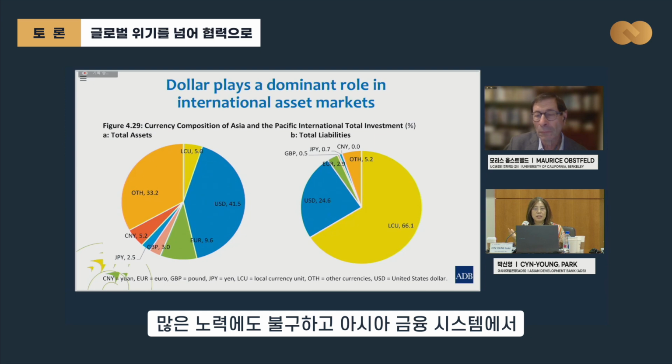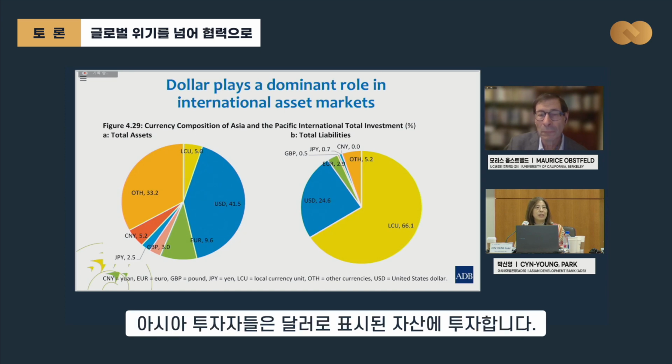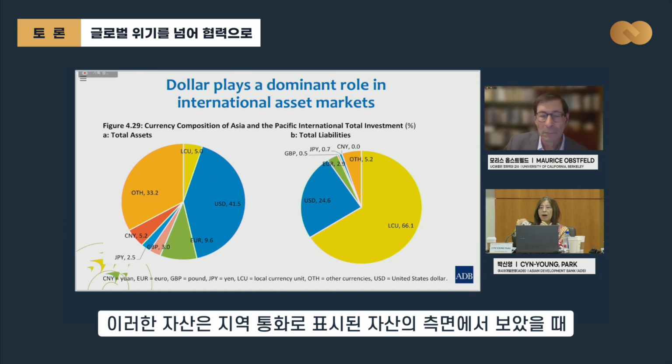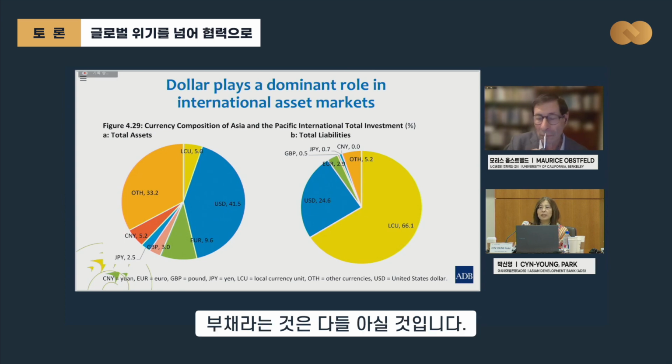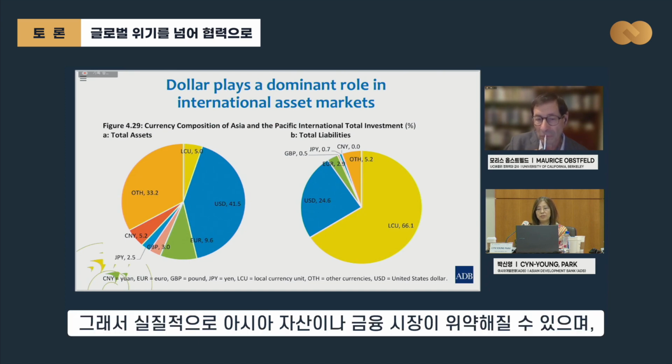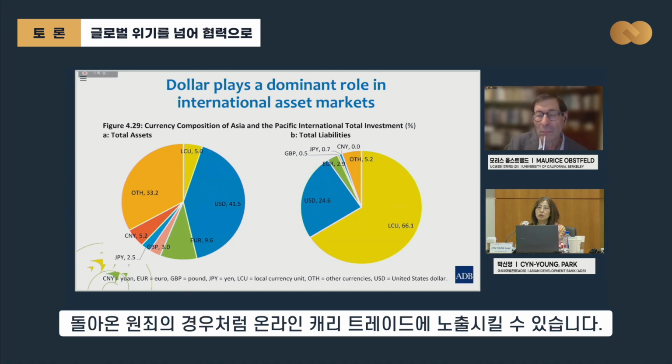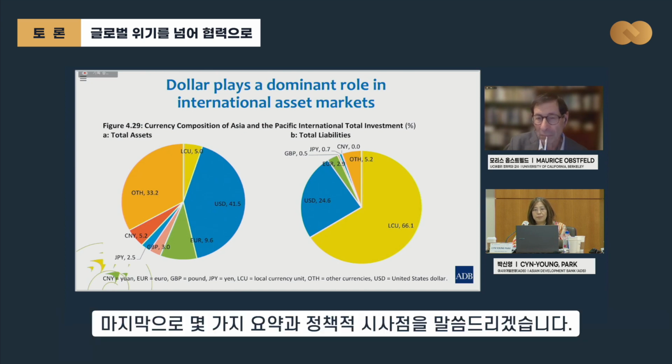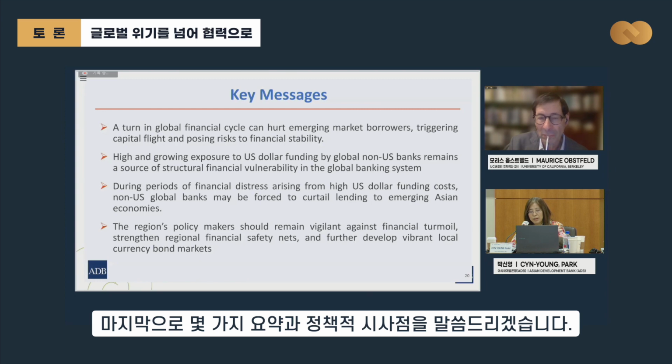In the Asian financial system, despite the efforts, Asian investors actually invest in dollar-denominated assets, while a lot of liabilities are now held in local currency. But that could actually make Asian financial assets or financial markets vulnerable or exposed to the unwinding of carry trades, like original sin redux. So at the end, let me just give some summaries and then also the policy implications.